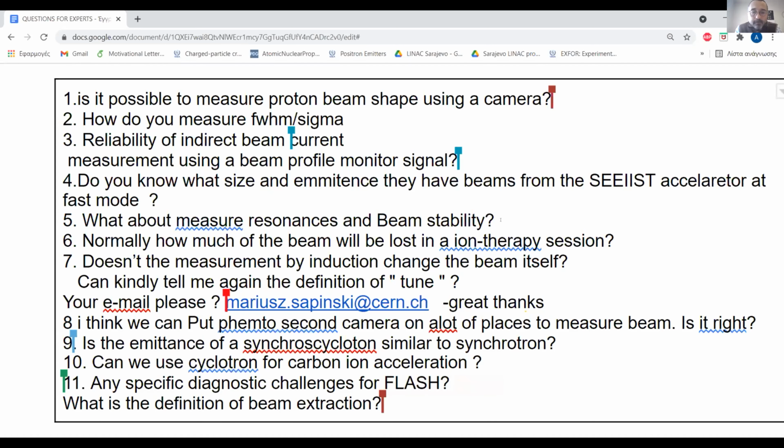What is the definition of beam extraction? Basically, that's a question for Elena who spoke before me. You have a circular machine where the beam is. Now you have to send it to the patient. Therefore, you have to extract it. This is the definition. I'm not sure if that answers the question. The point is, it's not so obvious how to do it.